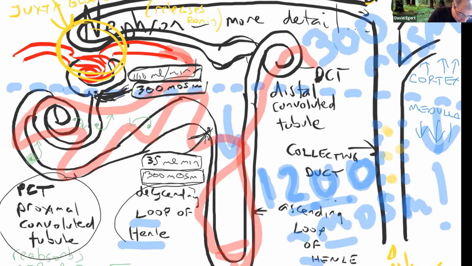So the descending limb of the loop of Henle is permeable to water. So it has these aquaporins. What is going to happen if you have this filtrate, which is currently at 300 milliosmolar, and all of a sudden it's going down into this zone where it's 1200 milliosmolar outside and permeable to water? Water can move. The water's going to move out. Water's going to totally leave the tubule and go back into the body, right?